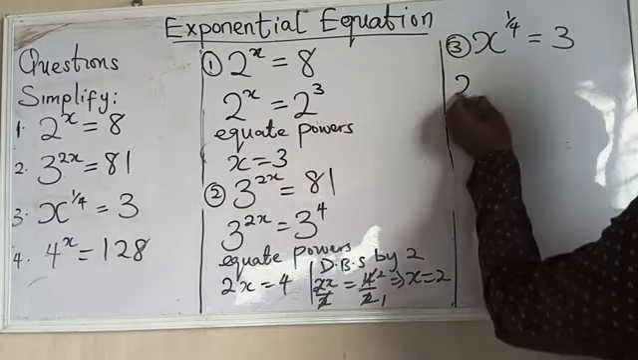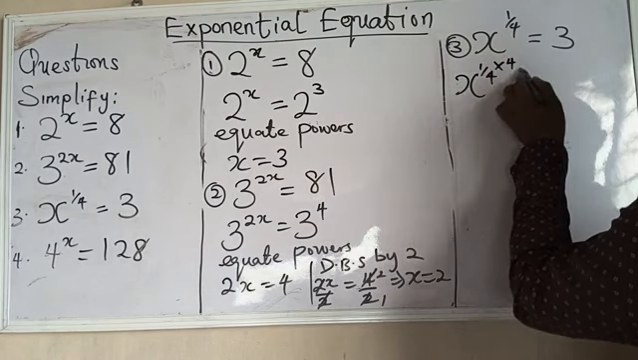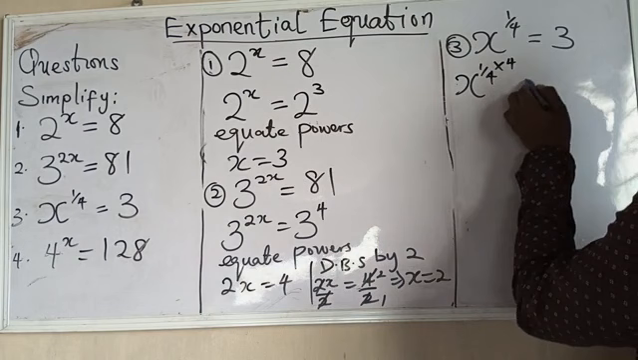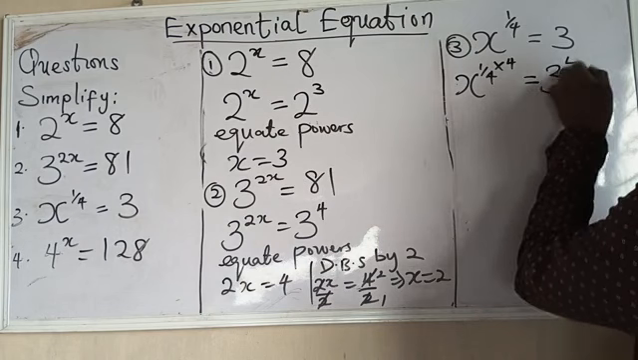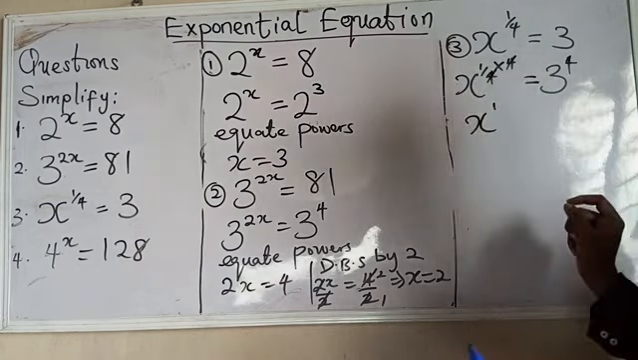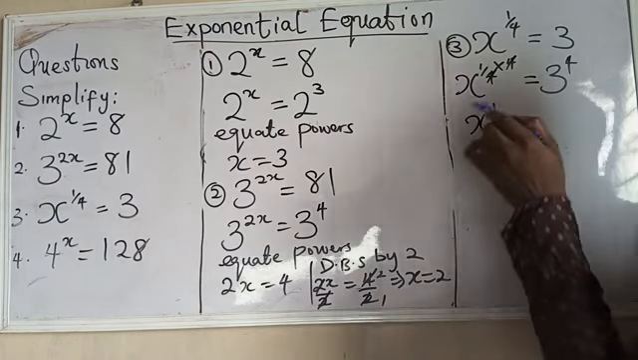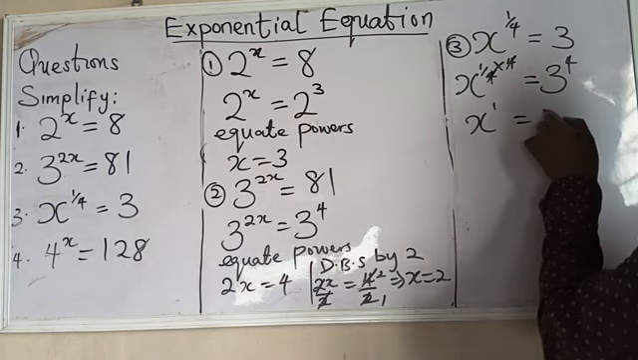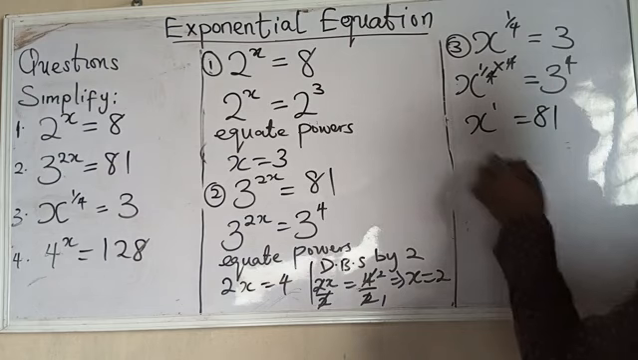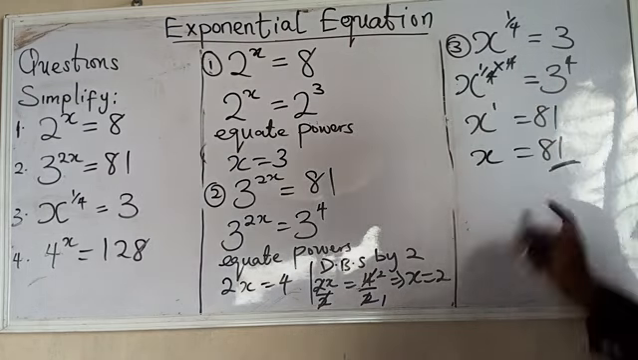So x raised to power 1 over 4 times 4, which is supposed to be 4 over 1, but I can as well leave it as 4, equals 3 raised to power 4. So when 4 cancels 4, I will have x raised to power 1 automatically, and that equals 3 raised to power 4, which is 3 in 4 places, and that is equal to 81. So automatically x equals 81 in this question.